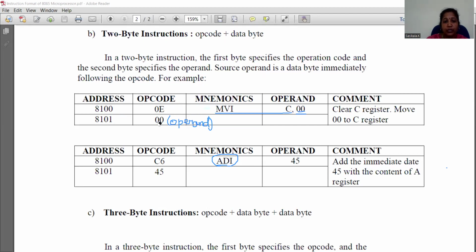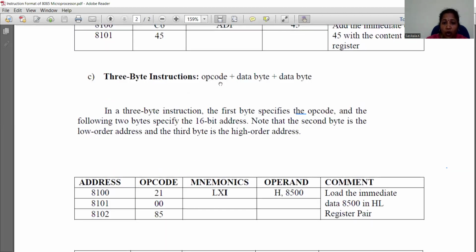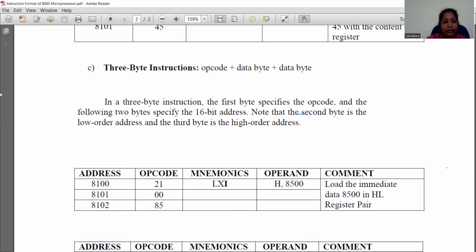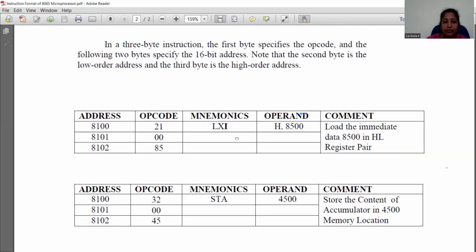Next, we'll go to the 3-byte instruction. In the 3-byte instruction, we'll have the opcode plus data byte plus data byte. In a 3-byte instruction, the first byte indicates the opcode and the following 2 bytes specify the 16-bit address or the 16-bit data, whatever it may be. So consider the first example, LXI H, 8500.